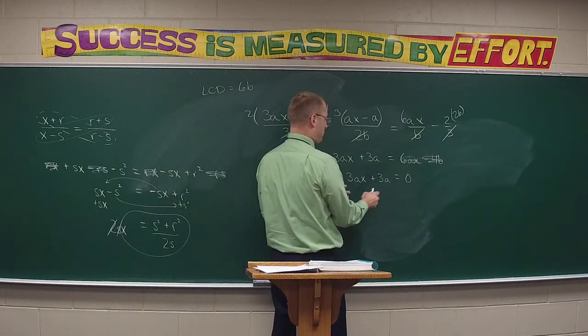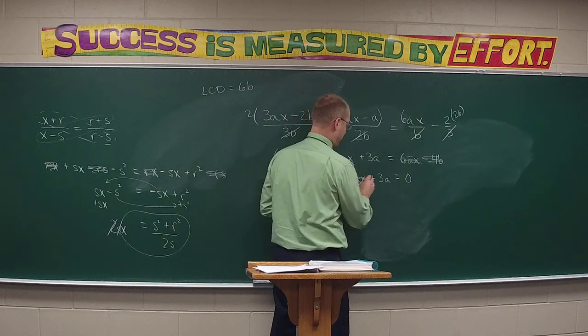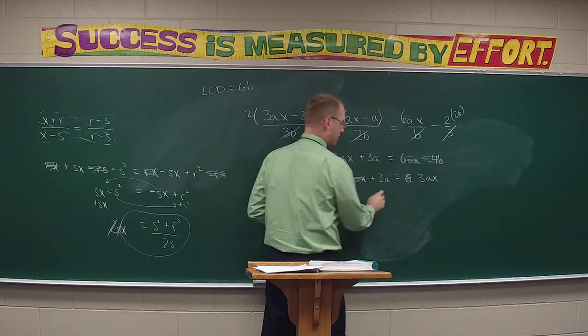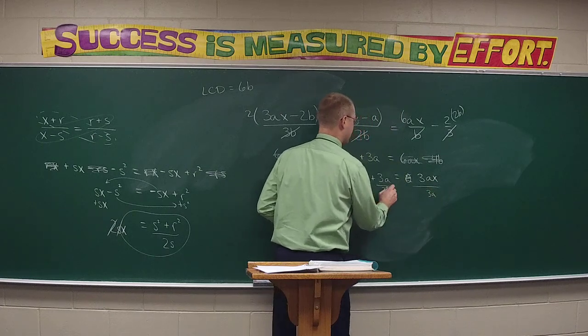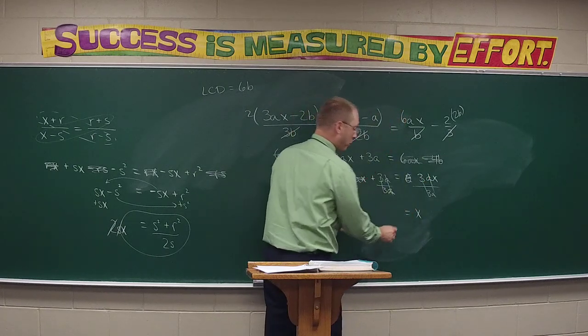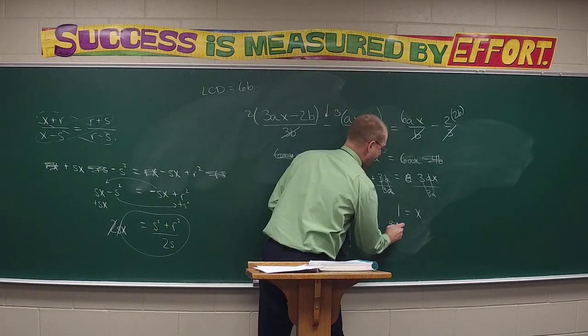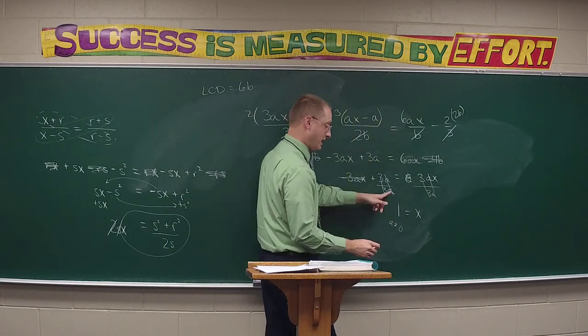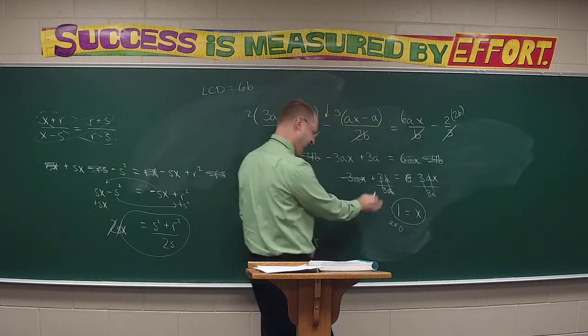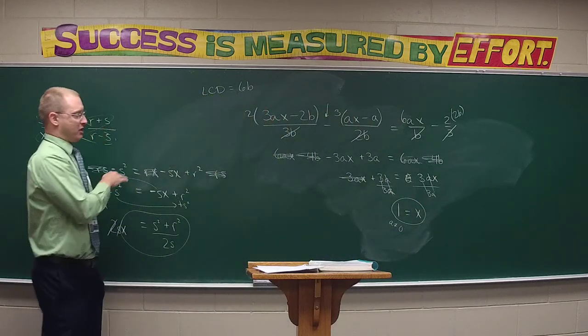Yeah, I could move either one, but I'd rather move the 3ax to make it a positive 3ax. And it's as easy as dividing away the 3a to leave ourselves with x equals 1. Good, not 0, but 1. Some would argue we need to say that a cannot equal 0 because we need to divide away an a, but what a is it exactly that can't equal 0? So we have to say that statement there on number 19.